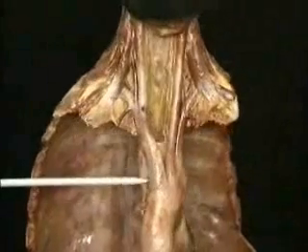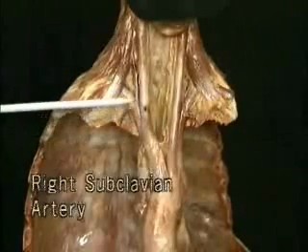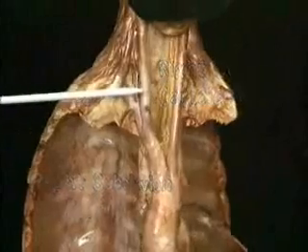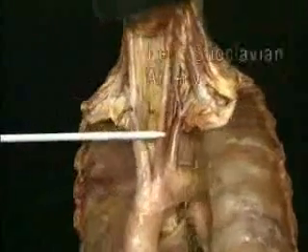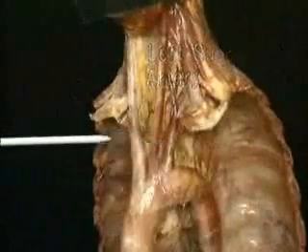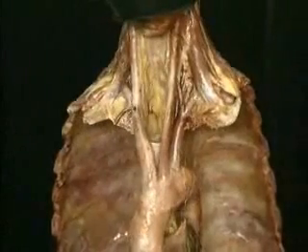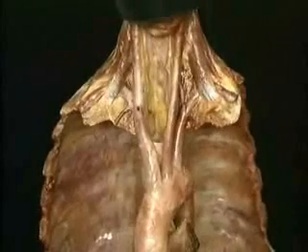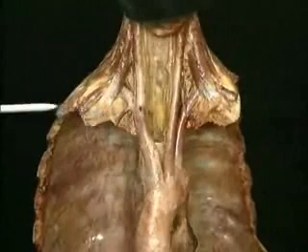The brachiocephalic artery divides here into the right subclavian and the right common carotid arteries. Here's the left common carotid. Here's the left subclavian. The subclavian and common carotid arteries are shown in volumes 1 and 4 respectively. In this section, we'll look at one branch of the subclavian that's important in the thorax, the internal thoracic artery.